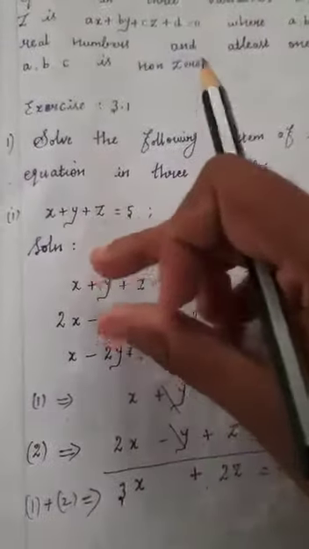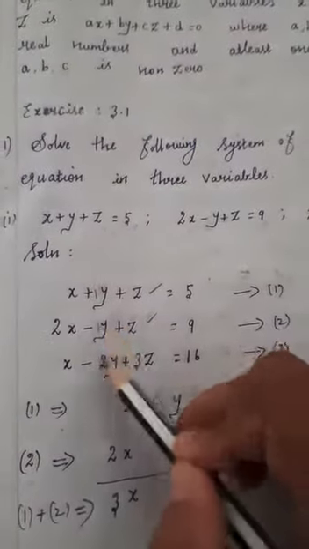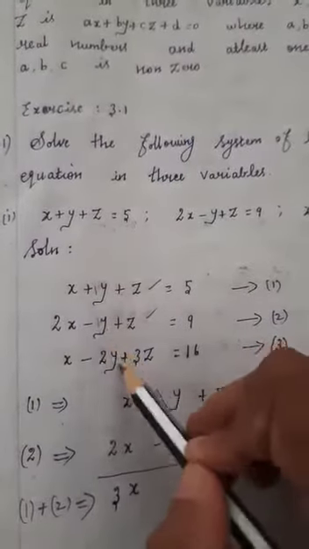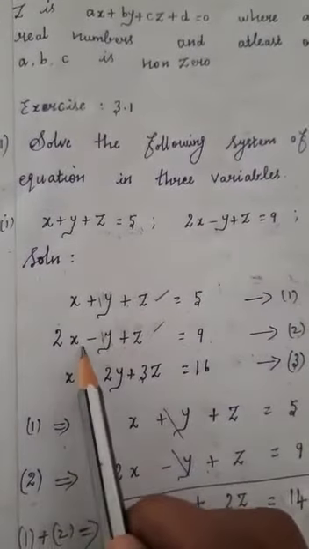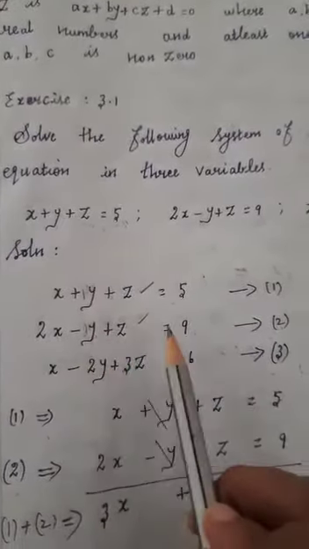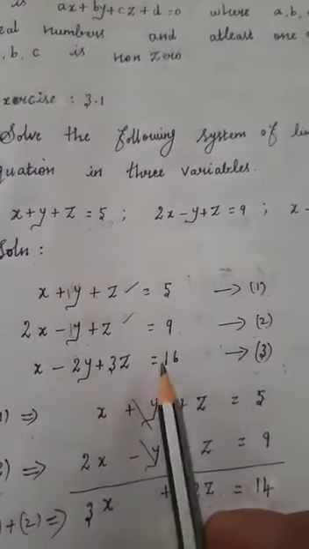So next we are going to choose any two equations. Here we have chosen the second and third equation. In that pair also we need to eliminate the y variable only. Okay, so now see the second equation, that is 2x minus y plus z is equal to 9, and the third equation, x minus 2y plus 3z is equal to 16.